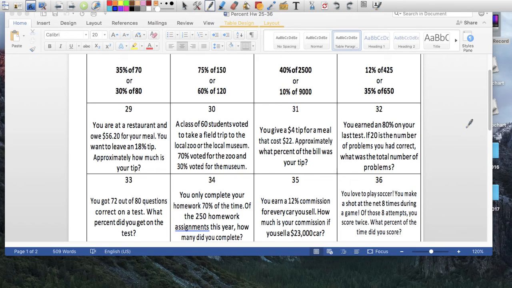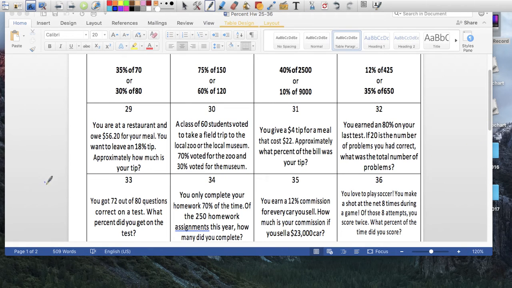You earned 80 on your latest test, so you got 80% on the test. Congratulations. If 20 is the number of problems you had correct, which earned you an 80%, I'm assuming they want to know how many questions there were. The bottom here is our mystery number. How many questions were in total? Divide by 4. 80 divided by 4 gives you 20, and you're going to divide that by 4. So the test had 25 questions.